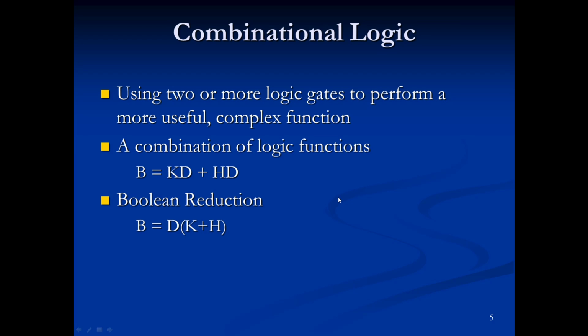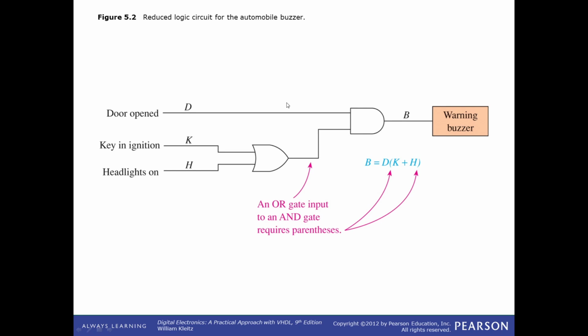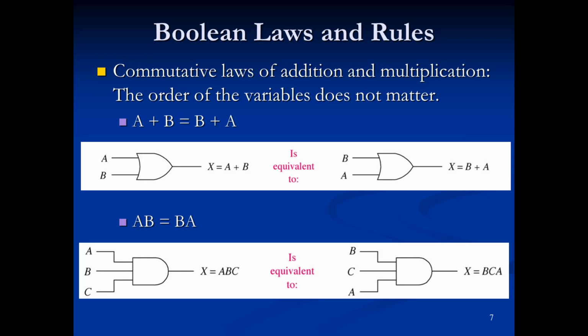But if we reduce it to this second equation, where K is ORed with H first and then that quantity is ANDed with D, we get something that looks like this. So instead of 3 gates, now we're only using 2 gates. We just rearranged and simplified the equation so that our inputs go to different kinds of gates, and we're only using 2 gates now, representing the same exact functionality, but in a simpler form. So that's why we learn how to reduce equations, to accomplish exactly this.